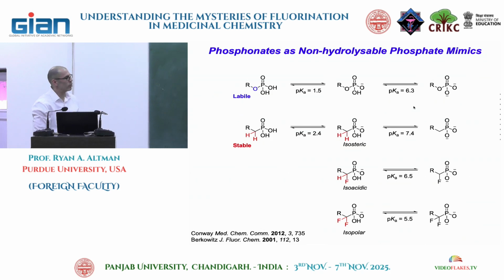So I'll introduce briefly a couple of different derivatives. You can use a monofluorophosphonate that brings the pKa very close to a phosphate itself. That would be what we call an isoacidic variant. If we really need that phosphate to have the same charge as this one, we can use a monofluoromethylphosphate.